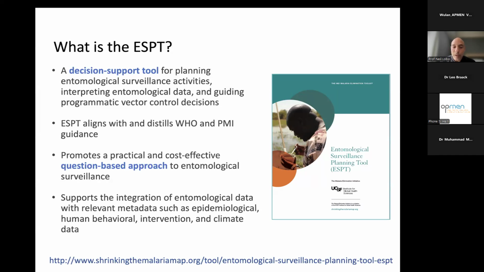The ESPT also supports use of multiple types of data, not just entomological data. Because malaria, for example, is caused by mosquitoes, we're doing vector control and vector interventions, but there's also the parasite, there's human movement. A simple example is if a person doesn't use their bed net, it's not effective. And what's the important thing there? The person, the human drivers of protection and the human drivers of infection. So we have to incorporate humans as well. And I'm going to be talking about that later on.